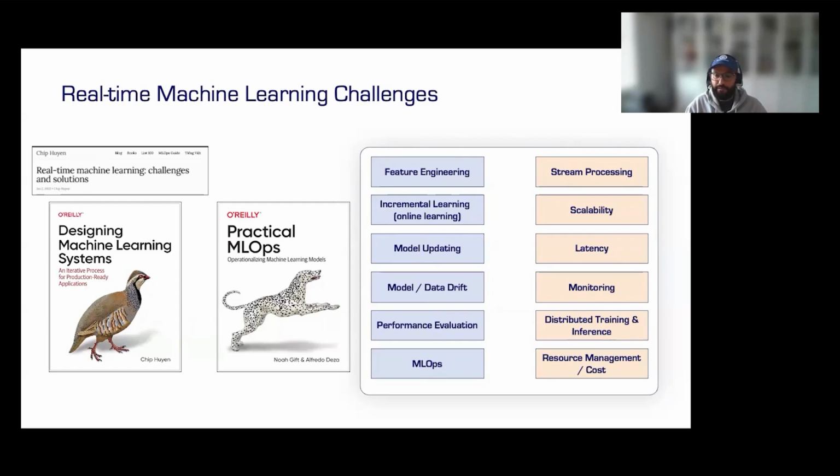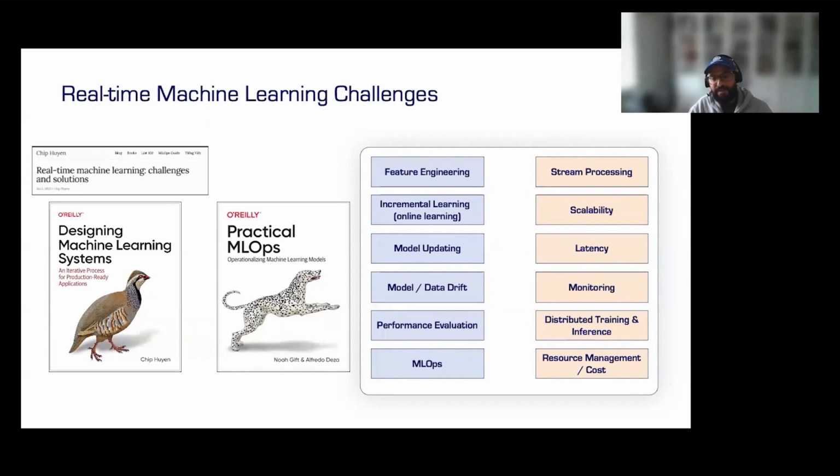If we list two sets of challenges here, we have the challenges that inherently come from the data science side, the modeling side, which include things like feature engineering, incremental learning, which is pretty much a new, hot topic, model updating, data drift and model drift, and performance evaluation and MLOps, just to list these few challenges.